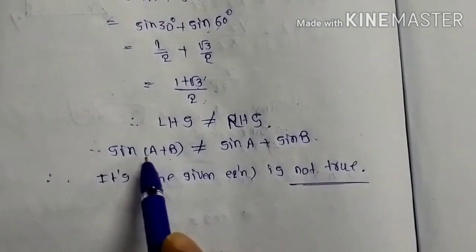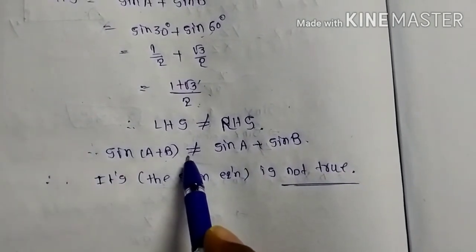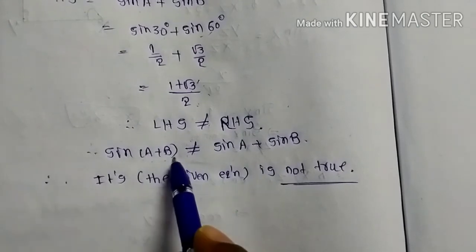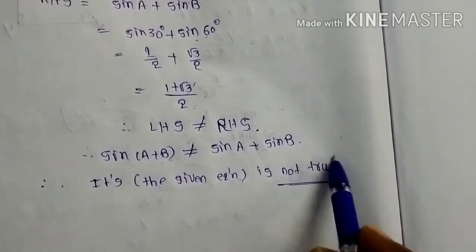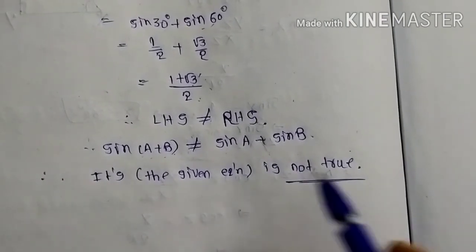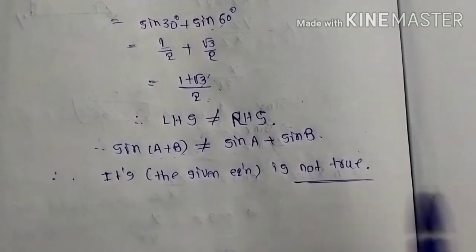You know that formula here. Sin of A plus B, you have learned in the previous problem. Sin of A plus B is equal to sin A cos B plus cos A sin B. Yes or no? You need to remember all the formulas. So this is your solution.